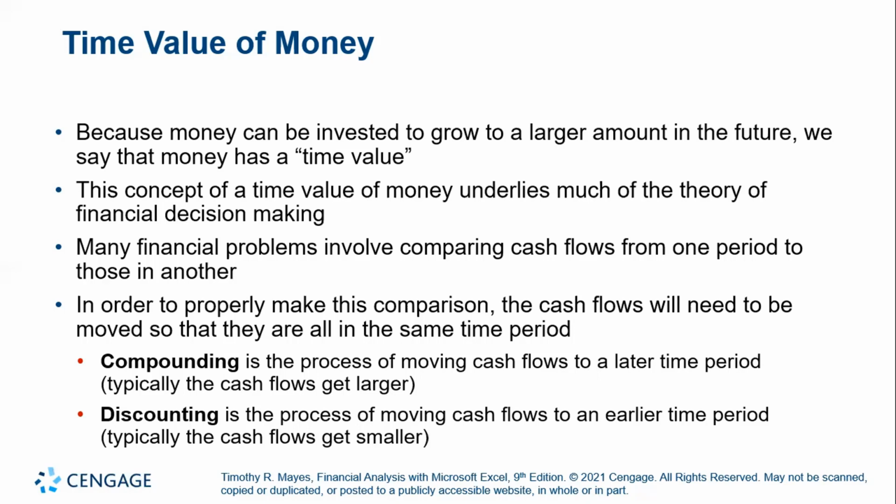Compounding is the process of moving cash flow to a later time period. Typically, the cash flows get bigger or larger. Discounting is the process of moving cash flow to an earlier time period. Typically, the cash flow gets smaller.